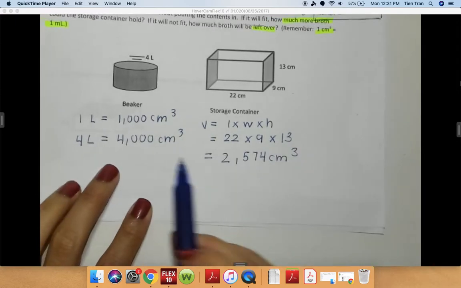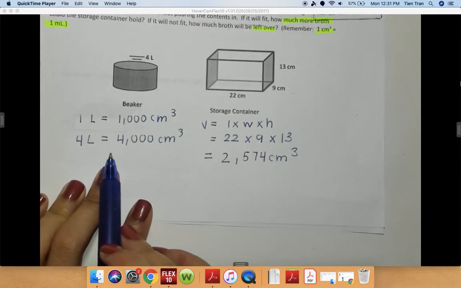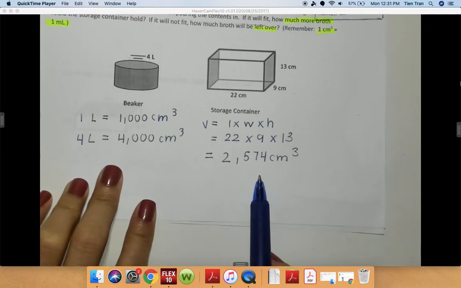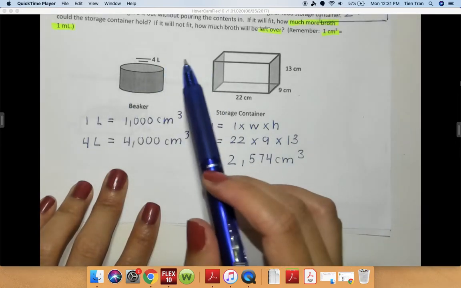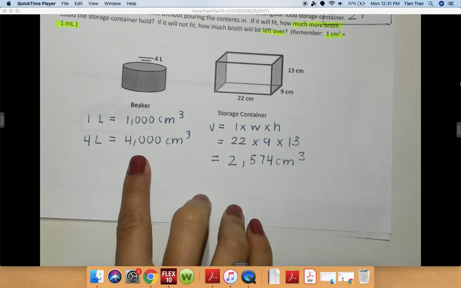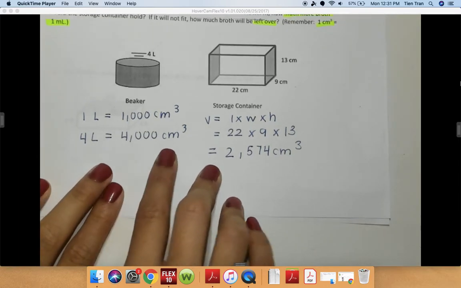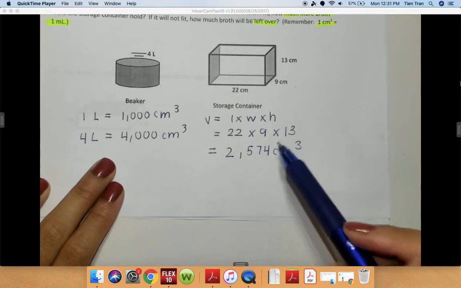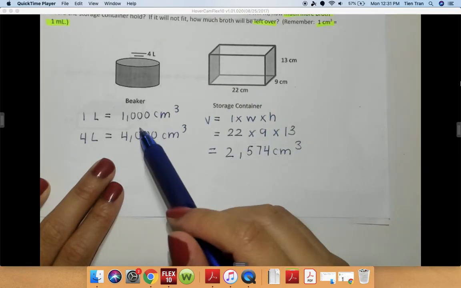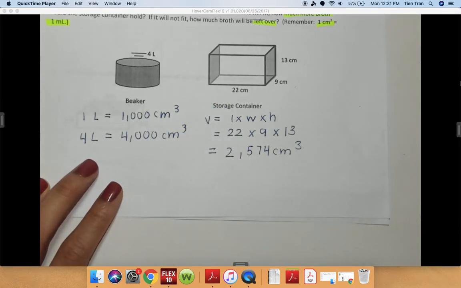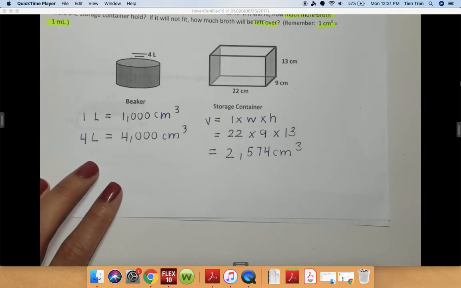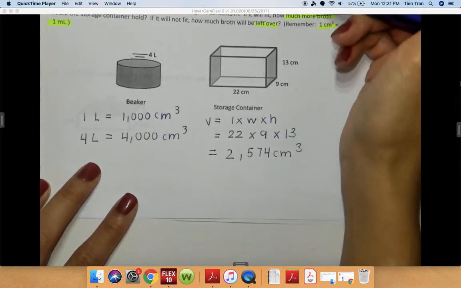Okay? So, obviously, the beaker is actually bigger than the rectangular prism. The size doesn't matter. What you measure right here is the accurate depiction, right? The picture doesn't show an accurate depiction, but your numbers do. So 4,000 centimeters cubed, but I'm not quite done yet. I know if I poured it in, it would work. However, what I need to also do is I need to figure out, I need to subtract these numbers.